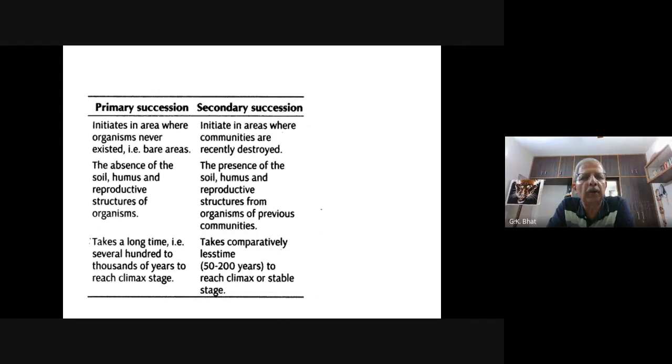Primary succession initiates in areas where organisms never existed, bare areas. Secondary succession initiates in areas where communities are recently destroyed. Primary: the absence of soil, humus, and reproductive structures of organisms. Secondary: the presence of soil, humus, and reproductive structures from organisms of previous communities. Primary takes a long time, several hundred to thousands of years, to reach a climax stage. Secondary takes comparatively less time, 50 to 200 years, to reach a climax or stable stage. Right?